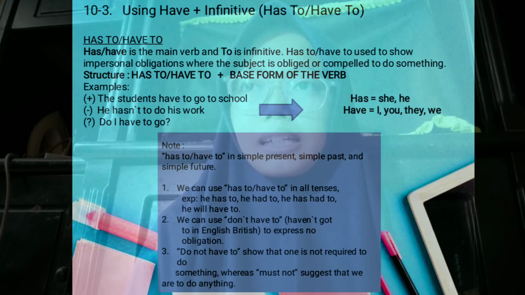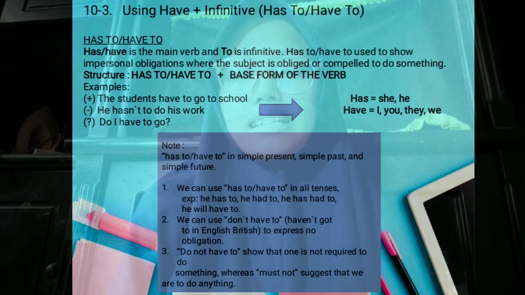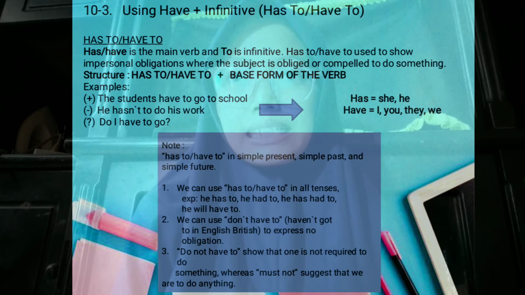Examples: in the positive sentence, the students have to go to school. In the negative sentence, he hasn't to do his work. In a question sentence, do I have to go? Okay, here has is for she and he, and have is for I, you, they, and we. Here there are some notes about has to or have to in simple present, simple past, and simple future.